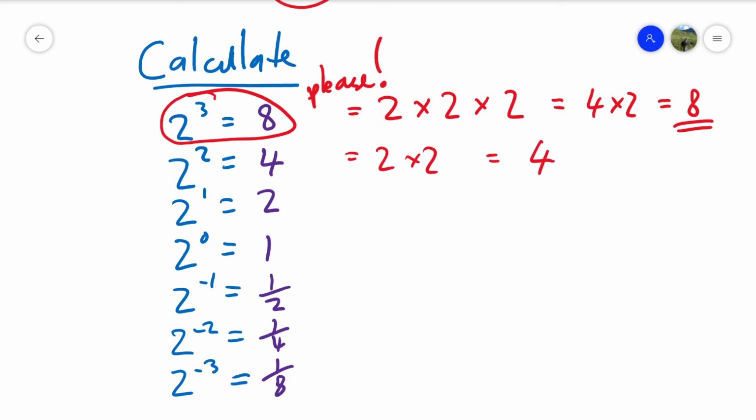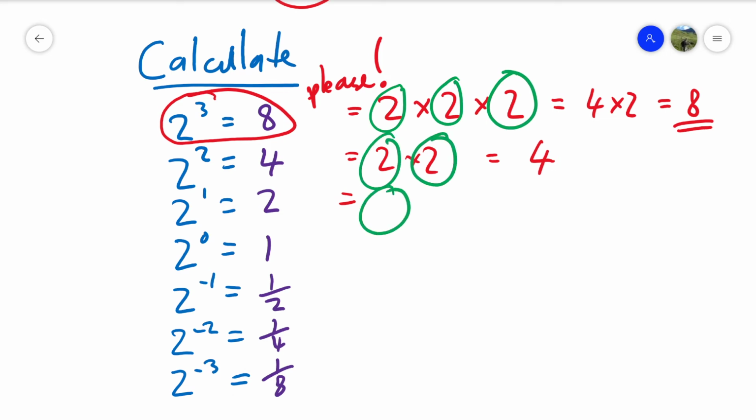2 to the 1. Well, here's how some people find this difficult. The way I think about it is, well, 2 cubed, you have to write it down. You have to do 1, 2, 3 of them. When it's 2 squared, you have to do 2 of them. So when it's 2 to the 1, you just do 1 of them. So you write, oh, 2 to the 1. So that's 2. Oh, that's it. I've finished already. So that's why it's 2. I'm going to come back to this one here and explain why that's 1 in a minute.